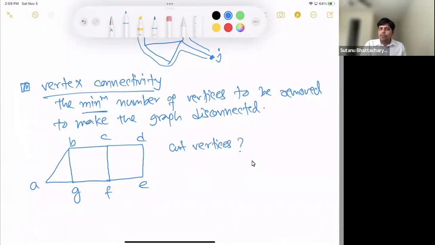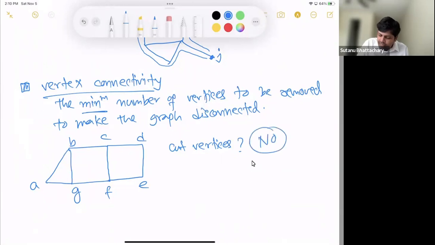That means after removing one vertex, the graph should be disconnected. So if you remove vertex G and all incident edges, the graph is still connected. Let's delete G. If you delete G, it's still connected. Similarly, you can verify this graph doesn't have any cut vertex. There is no such vertex in this graph whose removal will make the graph disconnected. So no cut vertices.